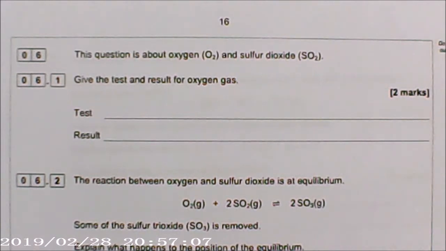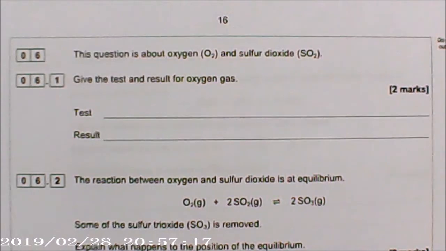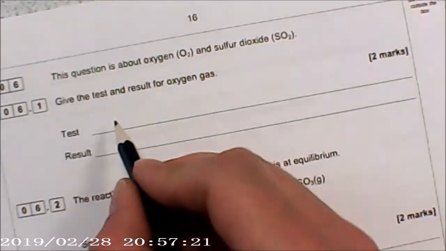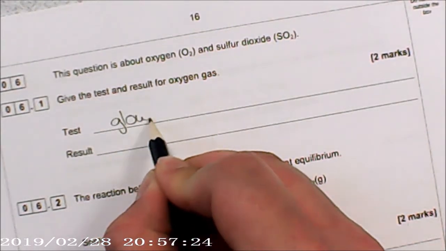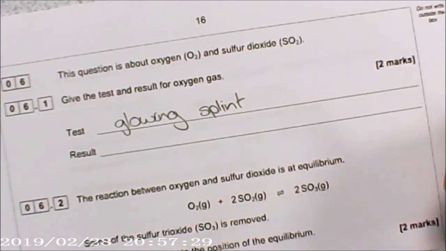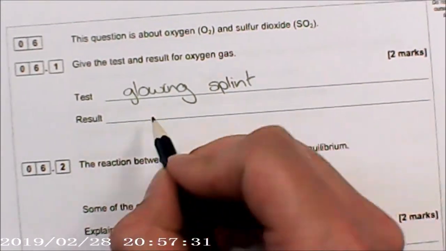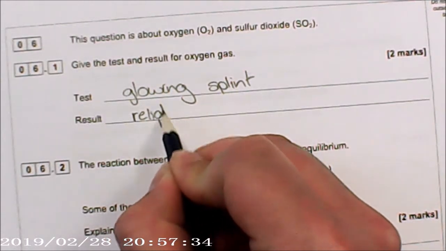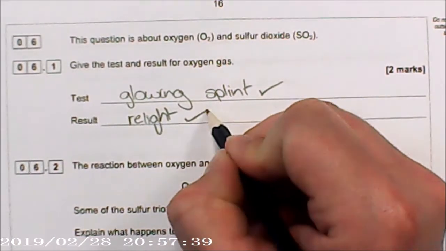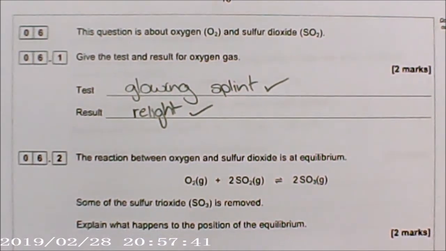Okay, question number 6. This question is about oxygen and sulfur dioxide. Give the test and result for oxygen gas. So this is one of the gas tests that we need to know. We need to say what the test is. That's where we're using the glowing splint. So that's the name of the test. And what happens to that glowing splint if it's in oxygen? It will relight, or words to that effect. So you get 1 mark for talking about glowing splint, and you get 1 mark for saying that it relights.